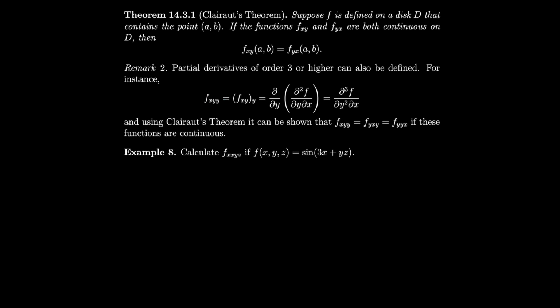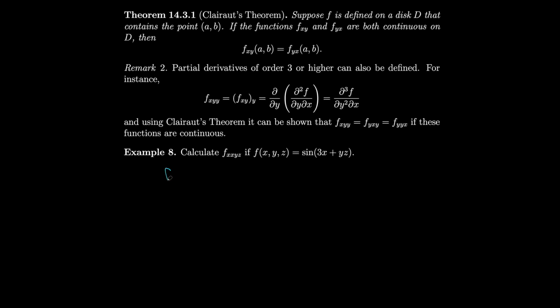And it can also be shown using Clairaut's theorem that these mixed partials, if you do x then y, are the same as doing y then x, assuming that all of our functions are continuous. How about we get a fourth partial derivative of this function over here? So it's a function of 3 variables.